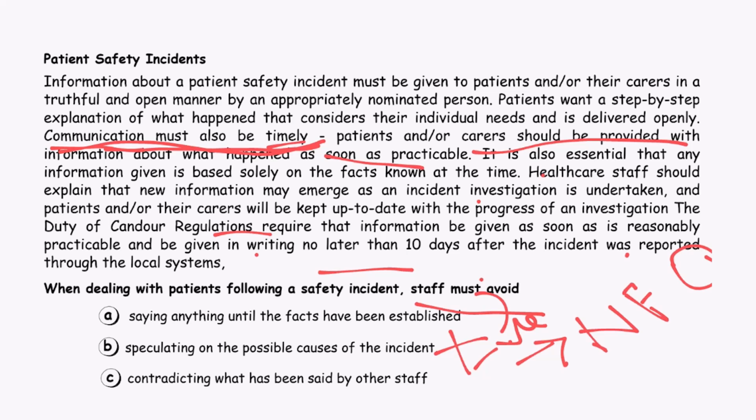Now look at answer option C. Contradict. Staff must avoid contradicting what has been said by other staff. Contradict means opposite. So if I was a morning nurse, I have conveyed one piece of information to my patient regarding his blood test results, right? The afternoon nurse will come and explain the negative results of the blood test. So what will happen? Misunderstanding or misleading will happen. So in order to prevent that, we have to avoid contradicting information.